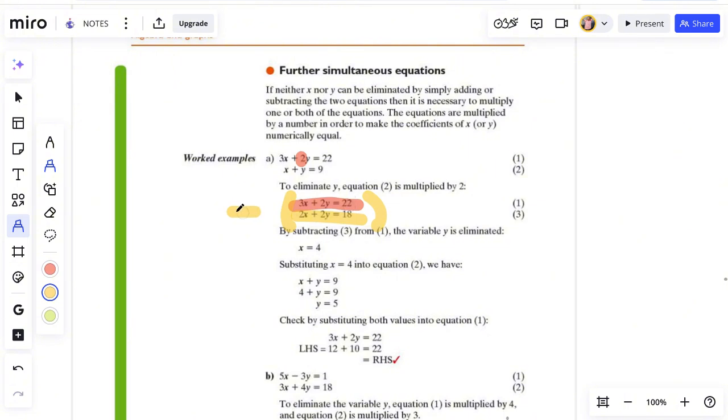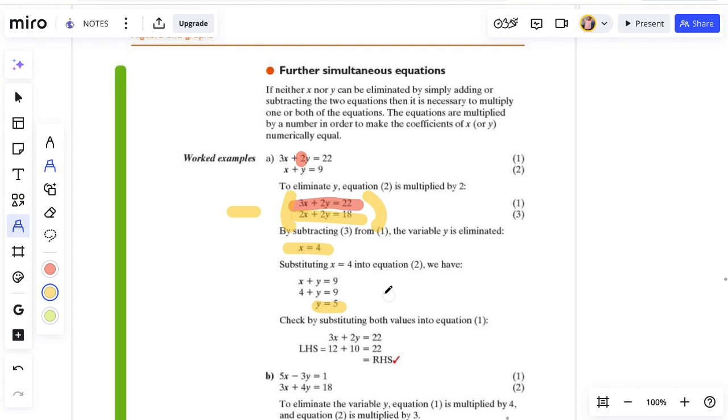22 minus 18, we get 4. So x equal to 4. Straight away, we already got the answer for x. Now, once we get x equal to 4, you can use the simplest equation, put the value of x in it, and find y. x is 4, you put 4 here. 4 plus y equal to 9. Move the 4 to the right, it becomes 9 minus 4. So y is equal to 5.